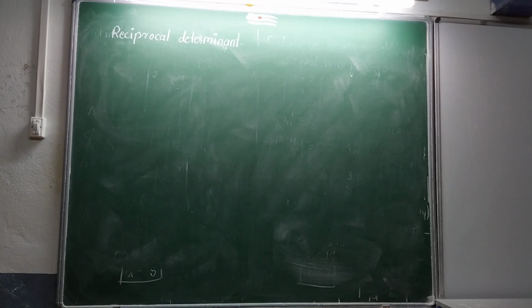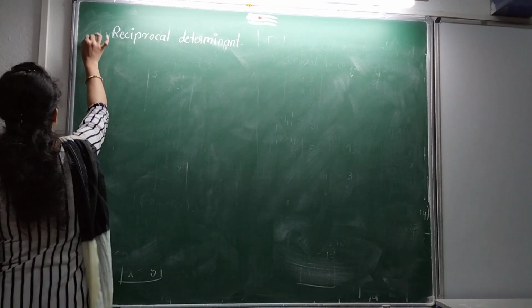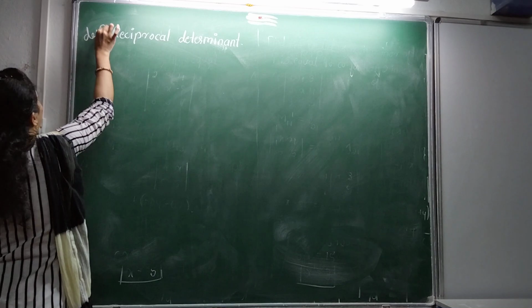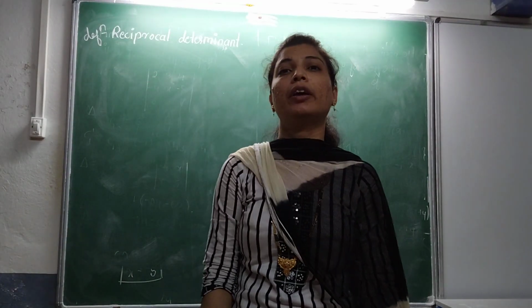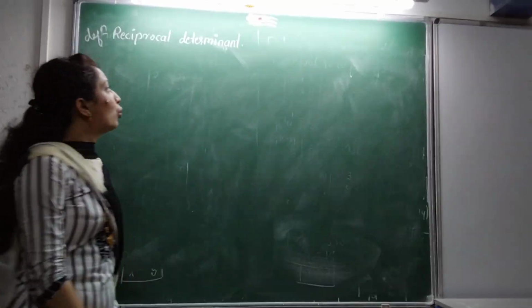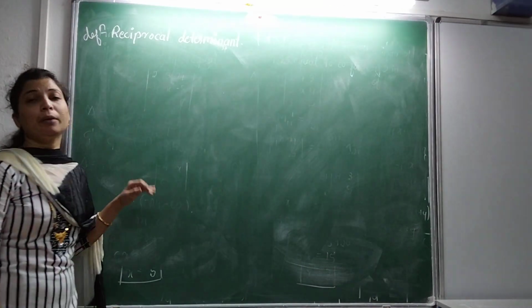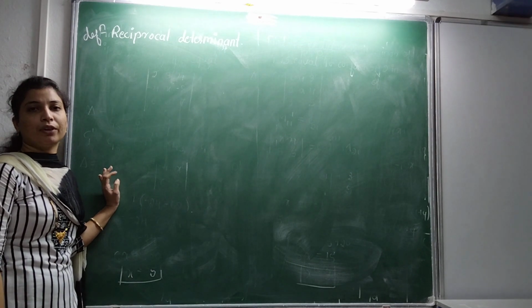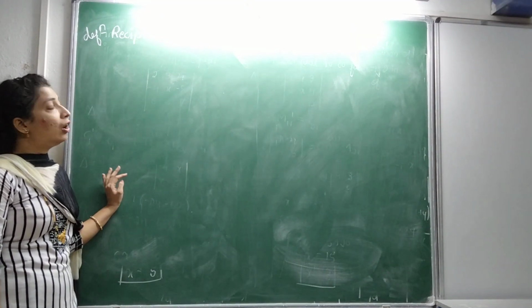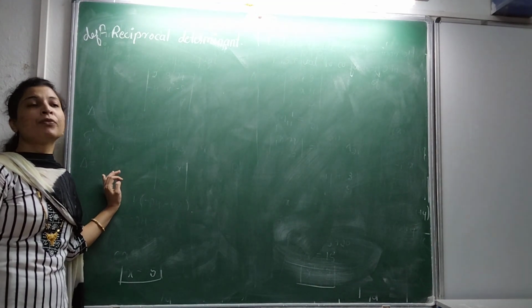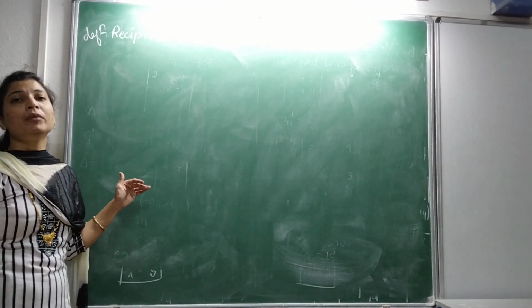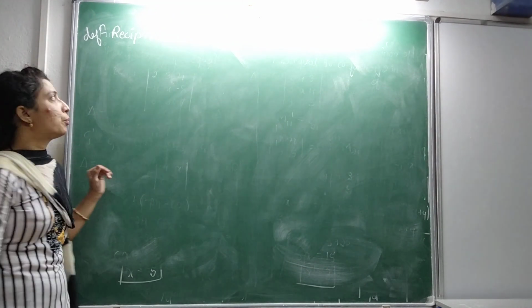Then next, go through the reciprocal determinant. So the next definition is reciprocal determinant. Reciprocal determinant can be defined as: if delta is a given determinant, each element of delta can be replaced by its cofactor. Each element of the given determinant can be replaced by its cofactor. So the new form determinant is called the reciprocal determinant.